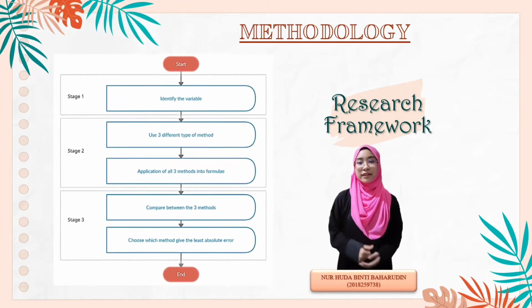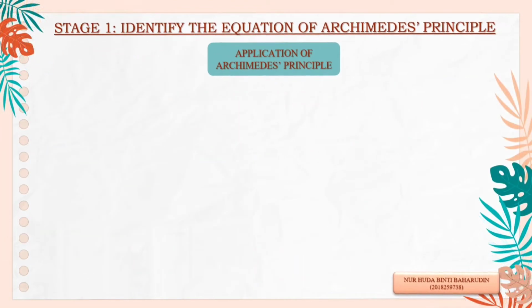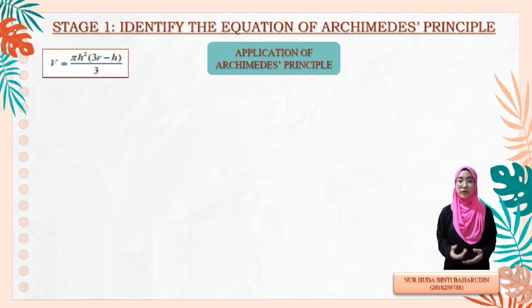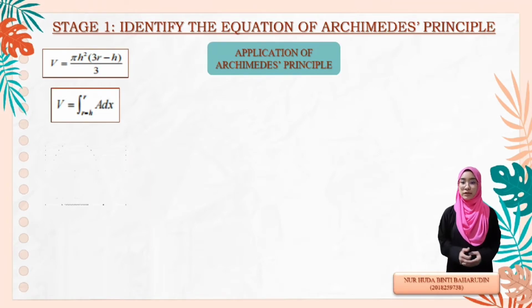For stage 1, first identify the equation of Archimedes' principle. This application has been applied for root findings. The volume of the ball submerged under water is given by this equation, where r is the radius of the ball, h is the height of the ball to which the ball is submerged. From calculus, A is the cross-section area at a distance x from the center of the sphere.